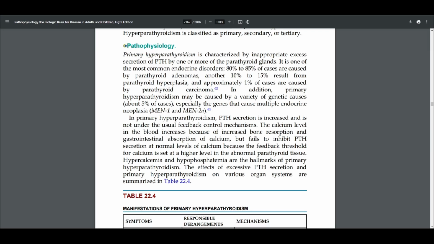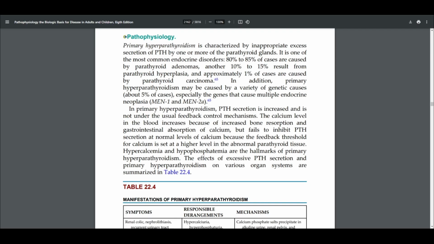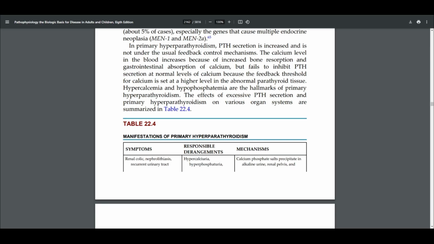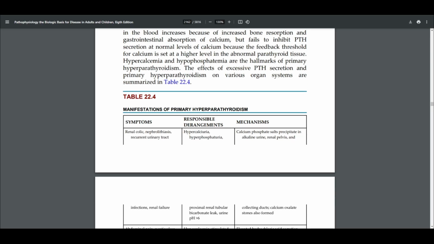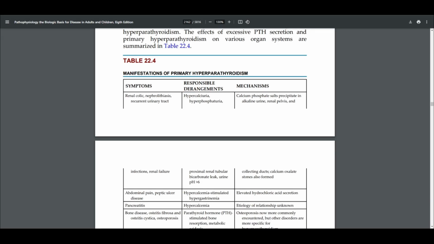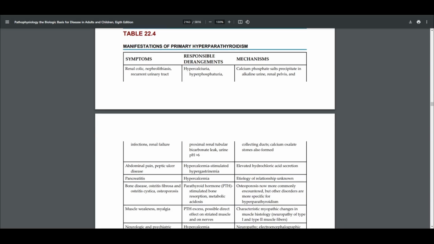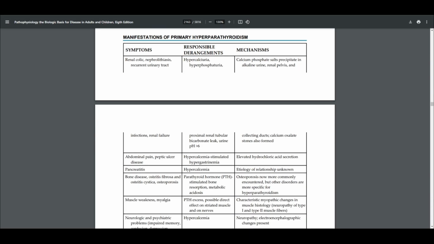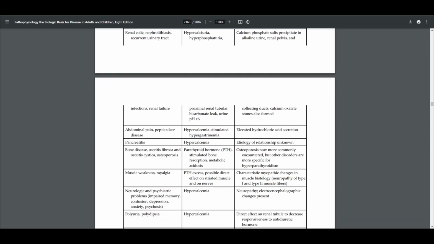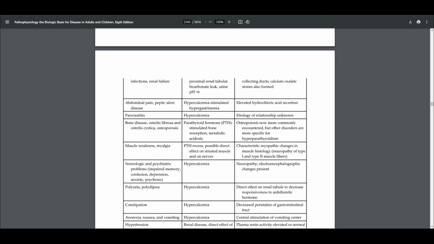The effects of excessive PTH secretion in primary hyperparathyroidism on various organ systems are summarized here on this table. So again, we have different locations where they work differently. I'll leave this up for a little bit, but again, you can always pause the video and read through this.